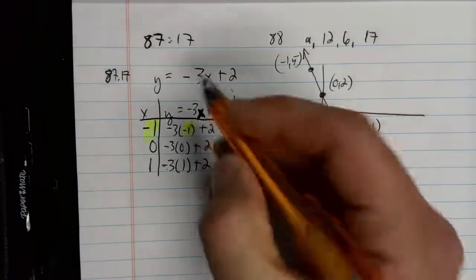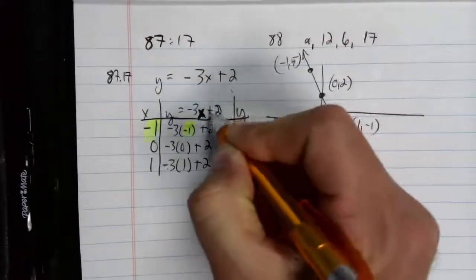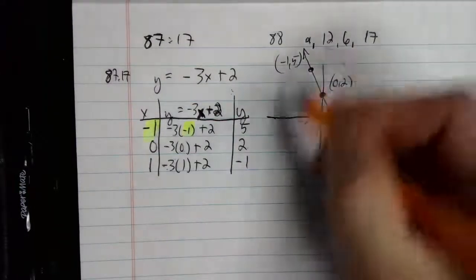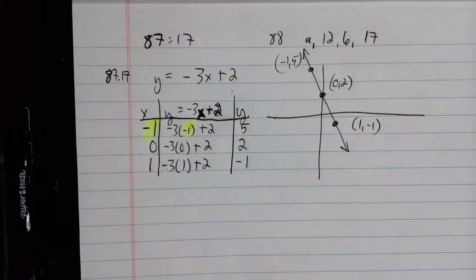Okay? So that's one of the best ways to think about why we have to learn this. It is a way to represent the relationship. And the graph is just a picture of it. Okay? The graph is just a picture of it.